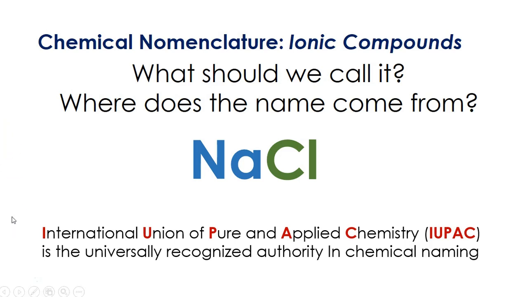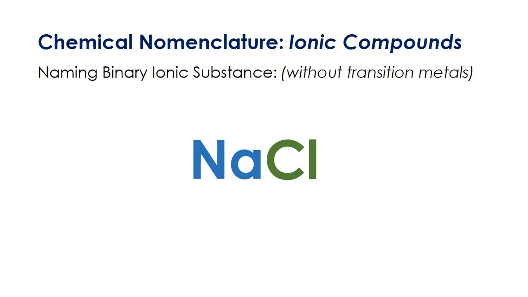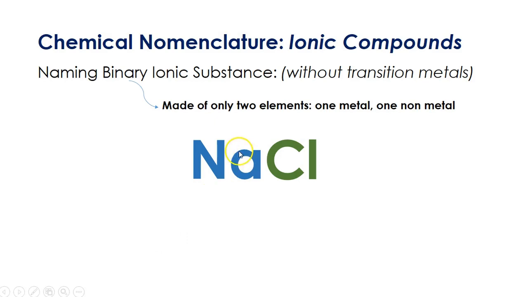So the next thing we're going to talk about is, what do we even call it? What are the naming rules? Let's start by talking about what a binary ionic substance is. We know an ionic substance is a metal and a nonmetal that combine in order to form a bond. But binary is just saying that we only have two elements. One of those elements is going to be the metal, which here is sodium, and the other is going to be a nonmetal, which is chlorine over here. In order to form an ionic bond, you must have one metal and then one nonmetal.